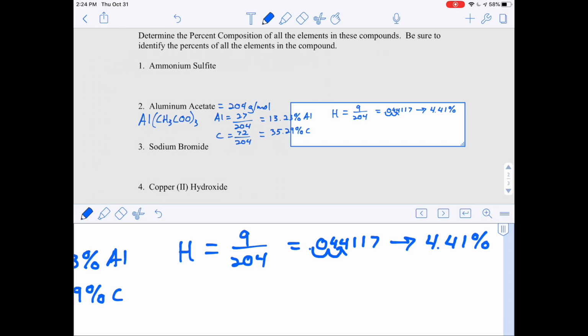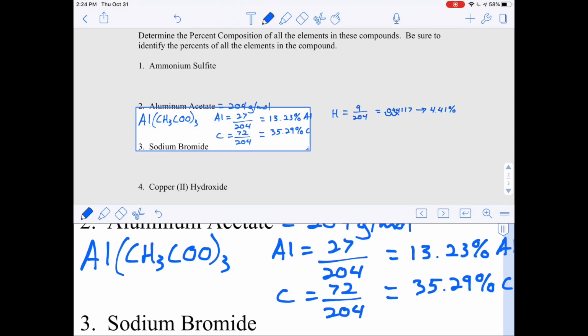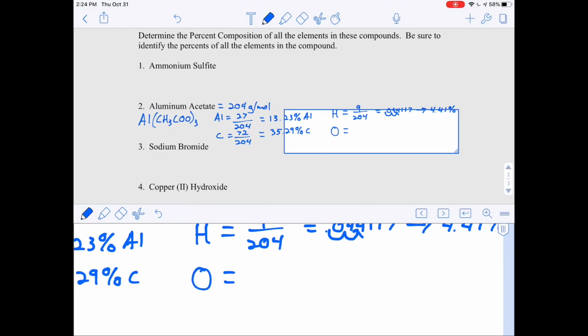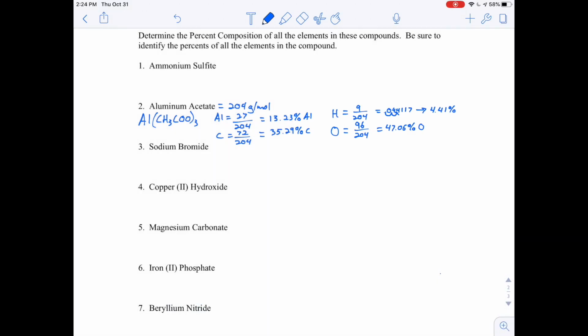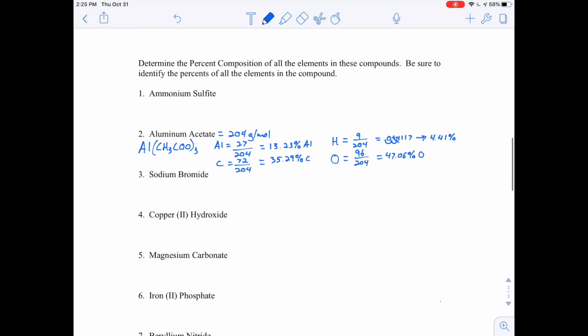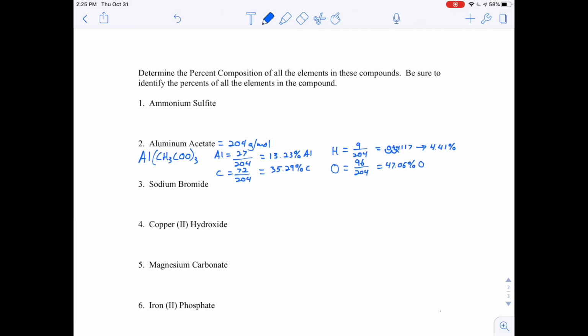And then the last piece is oxygen. The formula has 6 oxygens in it. So 16 times 6 is 96. So 96 over 204 is 47.06% oxygen. So here you have your percent composition by mass of each of the elements in that compound. You're going to do that same thing for these other problems on here. First writing the formula, then figuring out the total molar mass, and then the portion of the molar mass that is represented by each one of those elements.